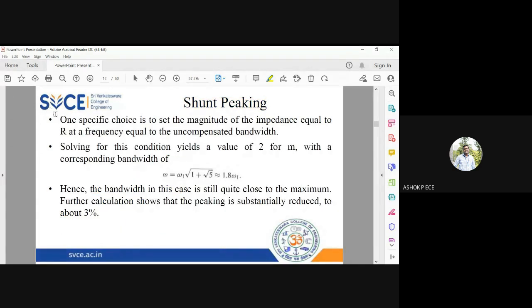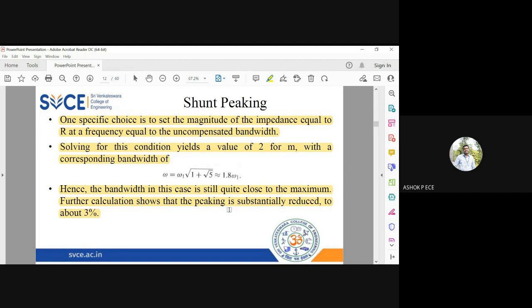One choice is to set the magnitude of impedance equal to R at a particular frequency. So when you do this condition, they say that the M value becomes approximately equal to 2. When M is equal to 2, the bandwidth increase is going to be 1.8 times. So substantially, they say that the peaking is reduced to 3%. Peaking should be very, very less, because when the peaking is very high, the current flowing to the device may damage the device. So peaking should be reasonably less.